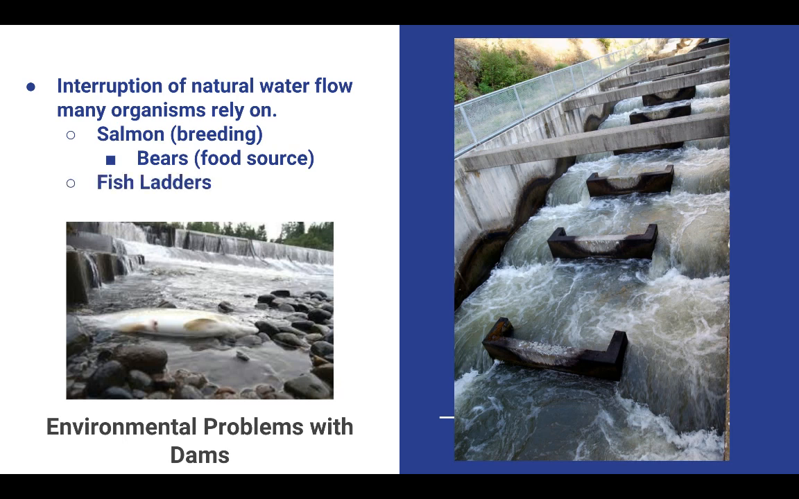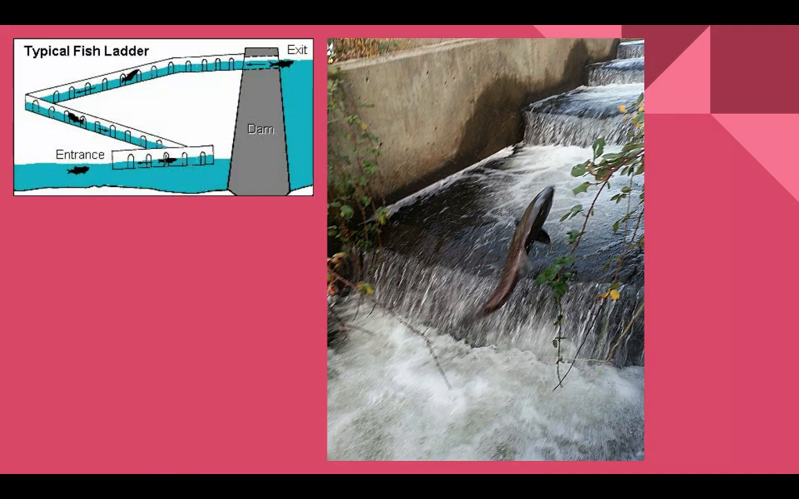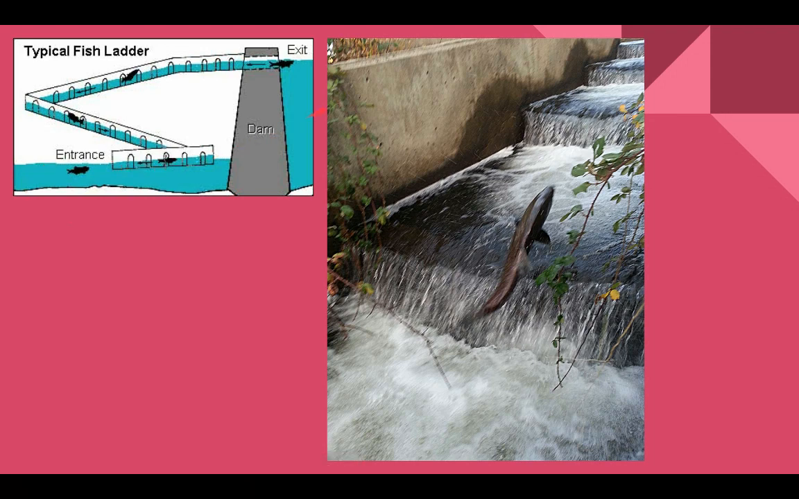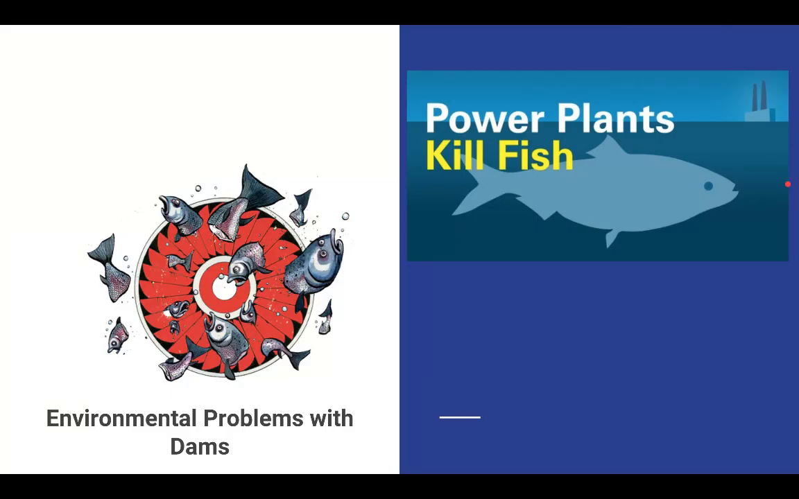So what engineers have tried to do is create these fish ladders. And a fish ladder is, again, here we have our dam. The salmon wants to go up the river to where it was born. Obviously, the dam is in its way, so you create these ladders, and the salmon go up the ladders and eventually make it. I mean, it's not 100% efficient, but it's better than nothing.